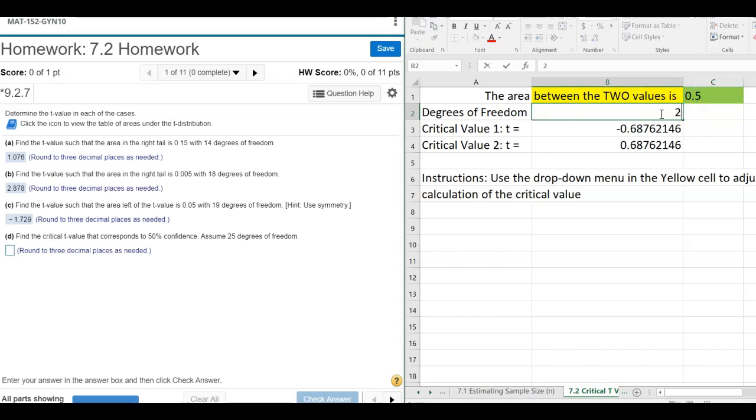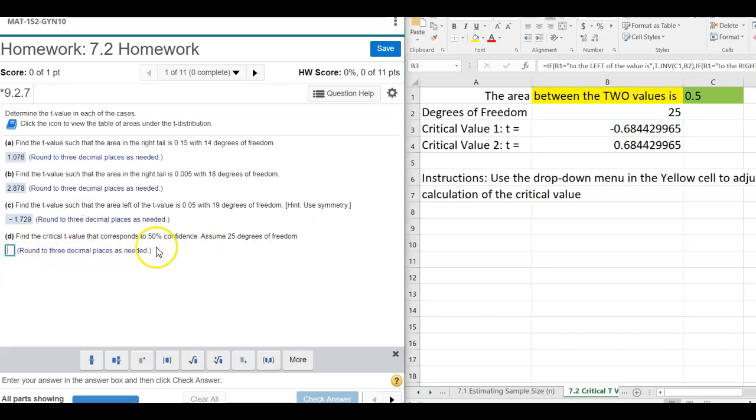Alright, we got 25 degrees of freedom. Do make sure you update your degrees of freedom. Alright, find the critical t-value that corresponds to it. So we're just taking the positive number here because it says value, not values. Okay, so we're going to use the positive, 0.684.